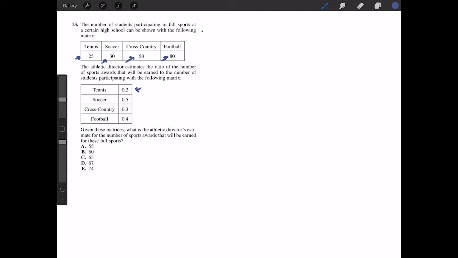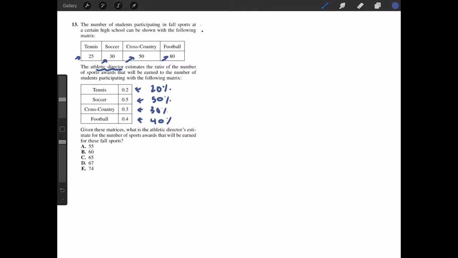So tennis, it gives a ratio of 0.2. This means that 20% of students participating in tennis would win an award according to the estimate by the athletic director. That's what a ratio does. Soccer, 0.5, in other words, 50%. Cross country, 0.3, in other words, 30%. And football, 0.4, in other words, 40%. Now, you don't need to convert, but I'm explaining what these ratios stand for.